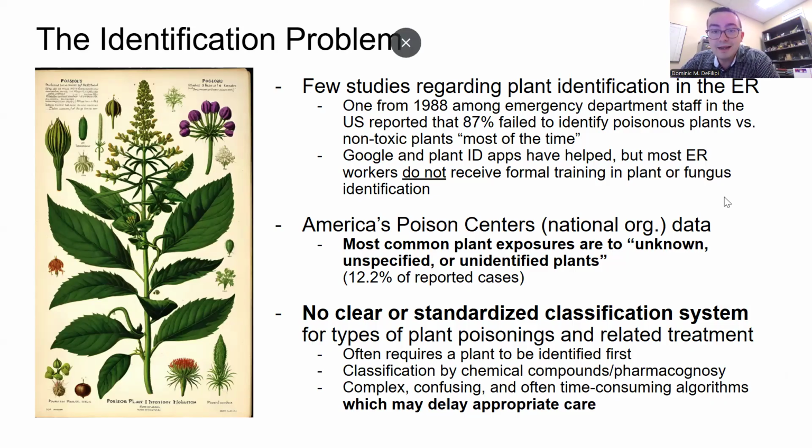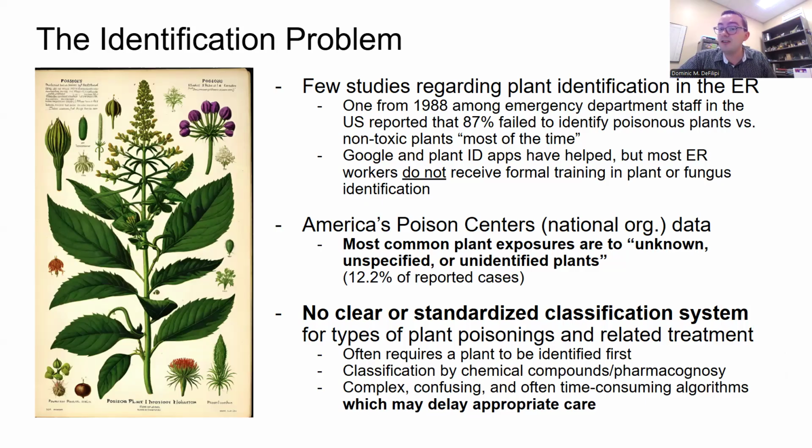The study from 1988 among emergency department staff reported that 87% of them failed to identify poisonous plants versus non-toxic plants when they were paired up with each other. And this was 87% of them failing to do this most of the time. I mean, that's worse than a 50-50 guess, isn't it? We've gotten better since then.